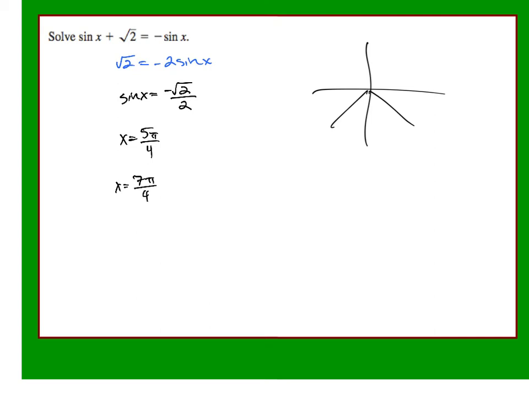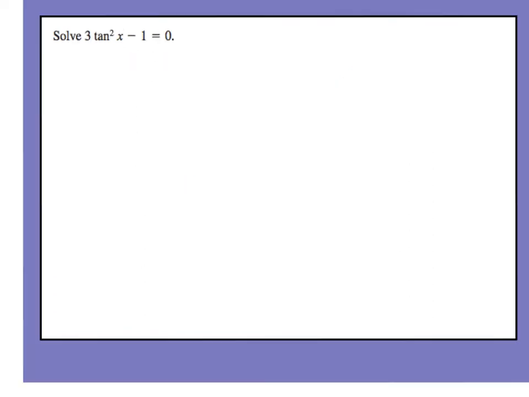However, what do we need to add to it? Do I have any domain restrictions? No. So what do we need to add to it? Plus 2n pi. And plus 2n pi. Because if it goes around again, it will go there. All right? And one whole circle is 2 pi. Okay? All right. Here we go.